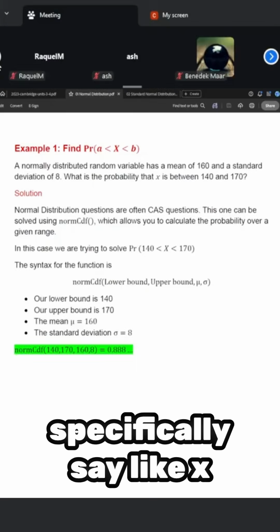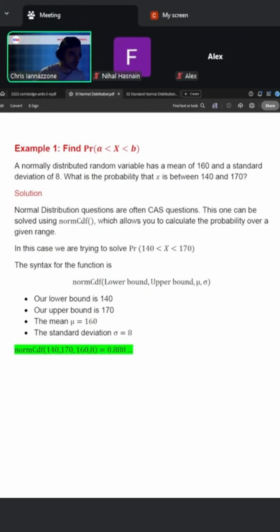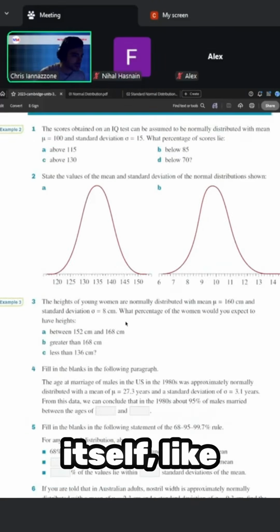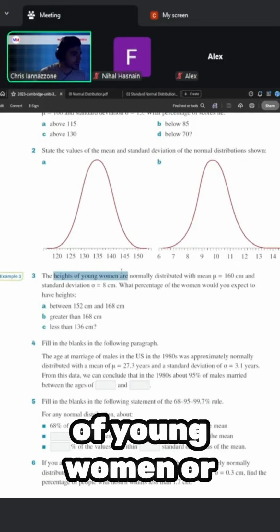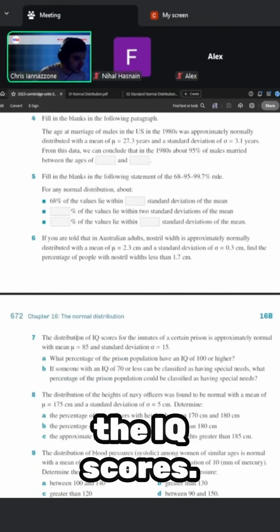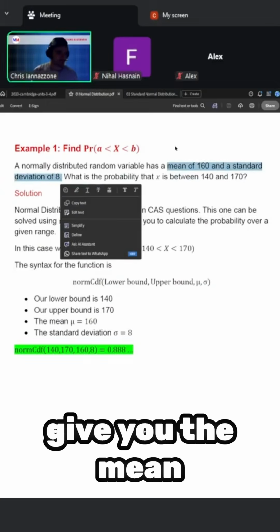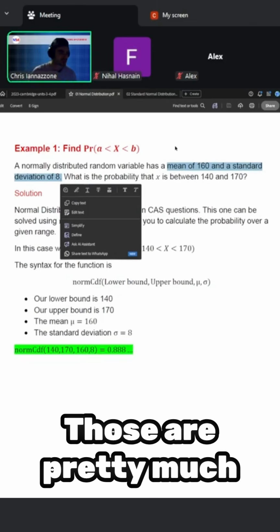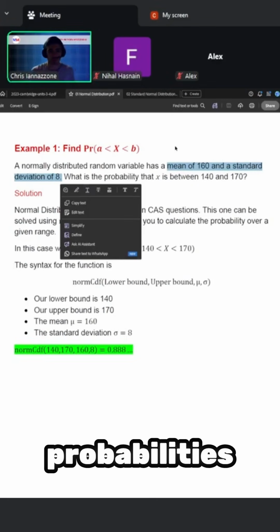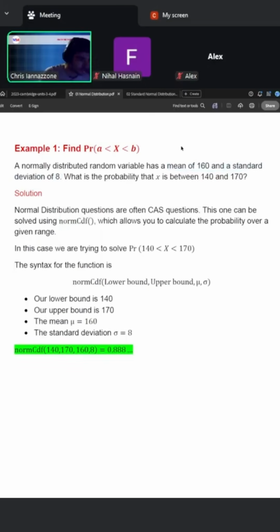Now, they might not specifically say, like, x between 140 and 170. They might use the actual scenario itself, like maybe it's the heights of young women or IQ scores. What you'll notice every time is that they give you the mean and the standard deviation. Those are pretty much always going to be crucial in calculating probabilities using the normal distribution.